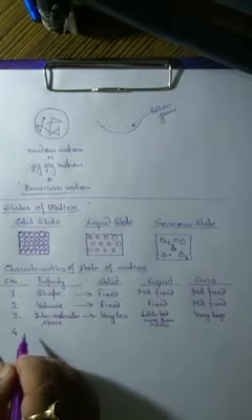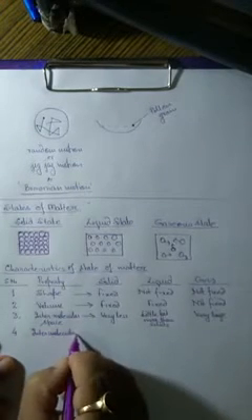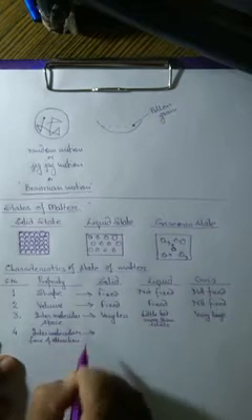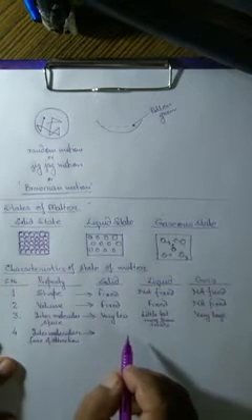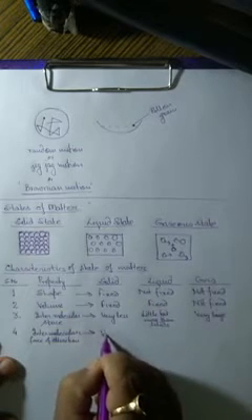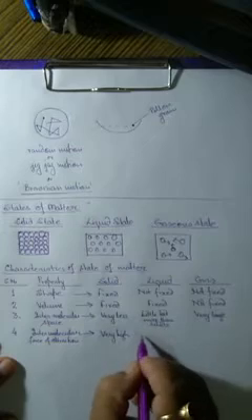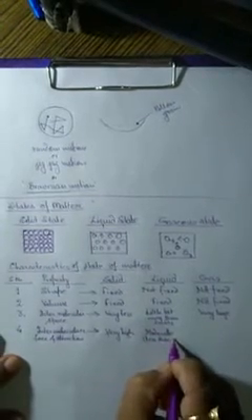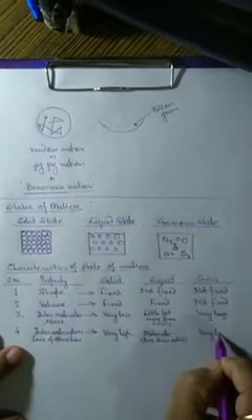The fourth point is intermolecular force of attraction. Intermolecular force of attraction means the force with which the particles of matter are attached with each other. In the case of solid, it is very high. But in the case of liquid, moderate, less than solid, we can say. Third case, gaseous: intermolecular force of attraction is very low here.